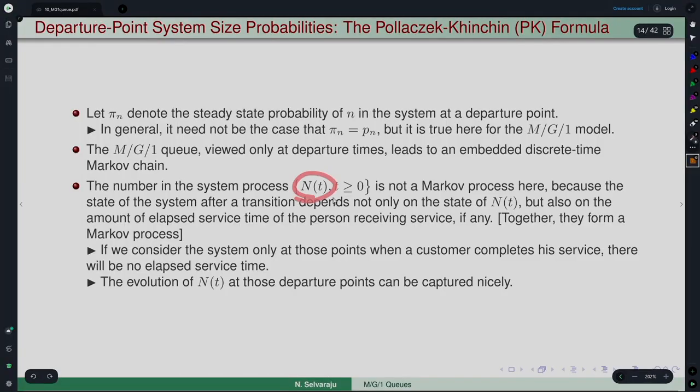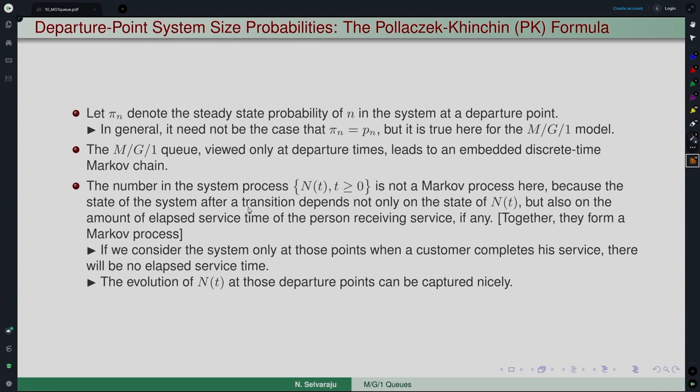Okay. So here N(t) alone would not determine it, as is obvious, because how long the customer currently undergoing service has been in service will determine how much more time he is going to get service, right? That is required to be known for the future evolution of the process, even if you are looking at the number in the system, right? That is the reason why N(t) is not a Markov process, but together they form one, because now you get the complete information about it.